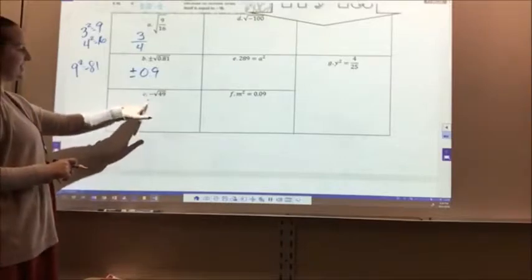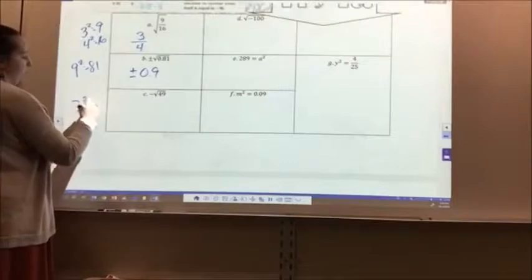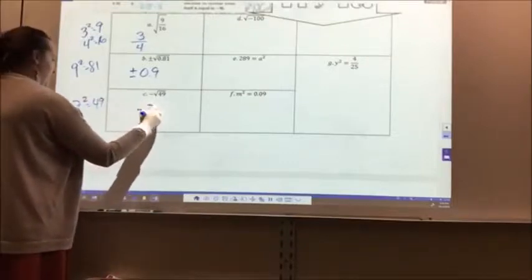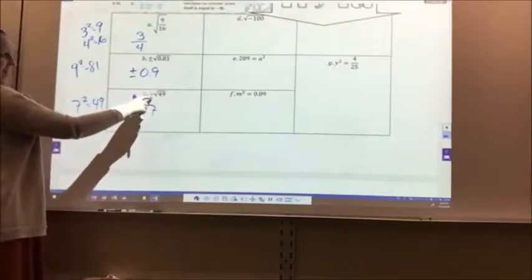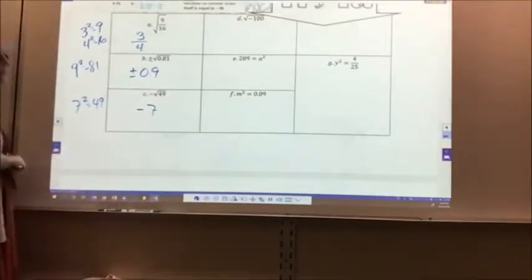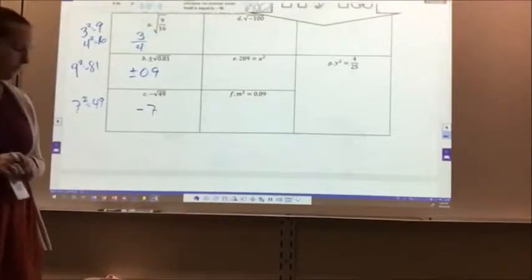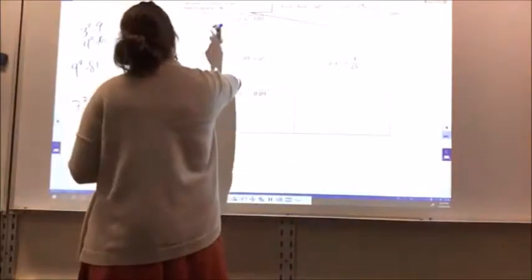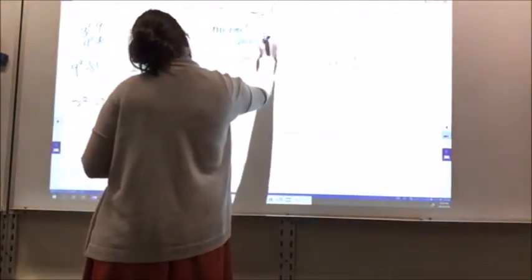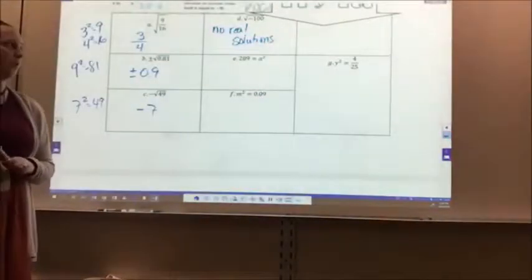Letter C says negative square root of 49. Well, 7 squared equals 49. So for C, I'm going to have negative 7. That negative is on the outside of this radical sign, so that's why I can write it as a negative. For letter D, the square root of negative 100. This one has no real solution, since the negative is on the inside of the square root.